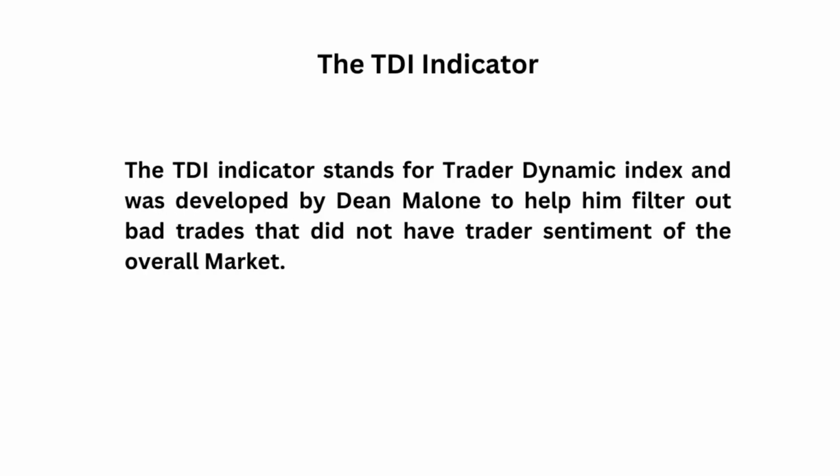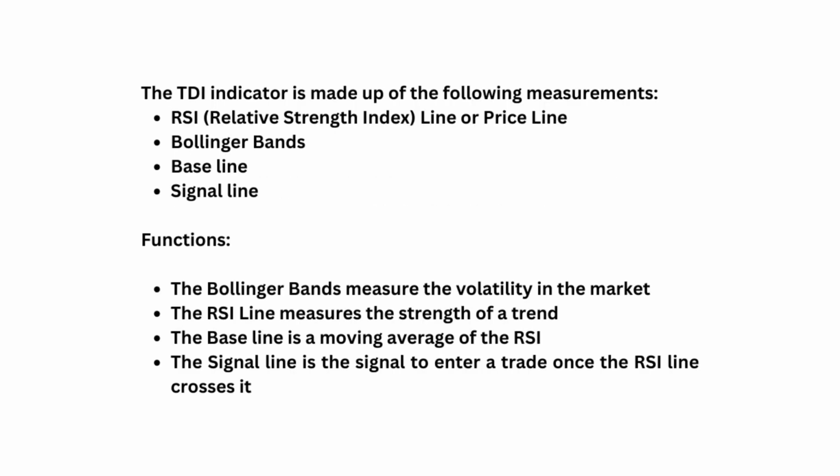The TDI indicator. The TDI indicator stands for Trader Dynamic Index and was developed by Dean Malone to help him filter out bad trades that did not have trader sentiment of the overall market. The TDI indicator is made up of the following measurements: the RSI line or price line, which is the relative strength index, the Bollinger Bands, the baseline, and the signal line.